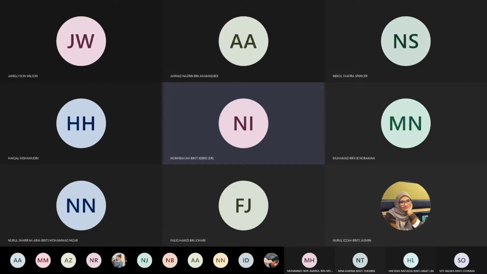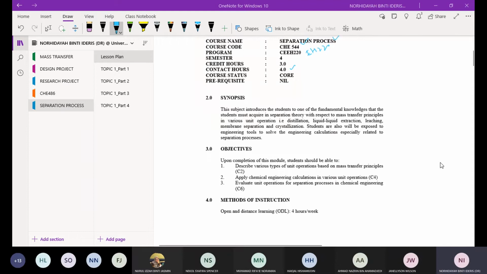This separation process is very much a continuity subject from the mass transfer that you have learned before. Alright, so basically the separation process kena ada part 4. So kat dalam part 4 ni ada dua subjek yang sangat penting yang korang belajar.